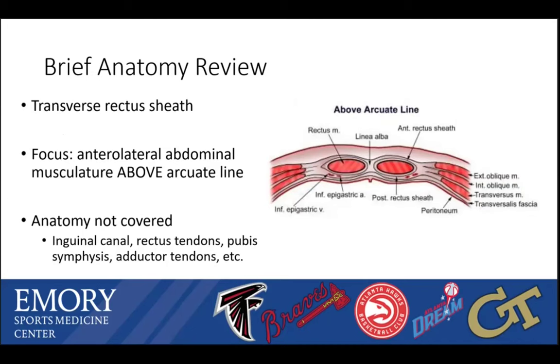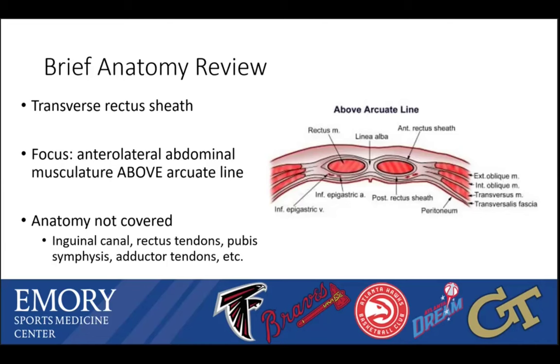And then you can see the layers of the rectus sheath are actually formed by these aponeuroses, like we talked about, from the more lateral muscles, the external and internal obliques, and the transversus abdominis muscles. And you can see that just deep to these is the parietal peritoneum.